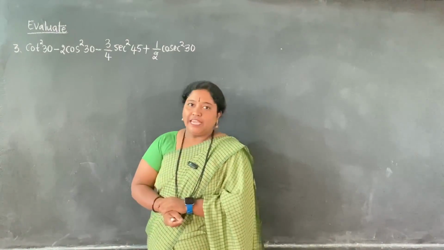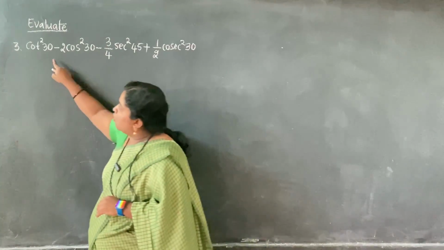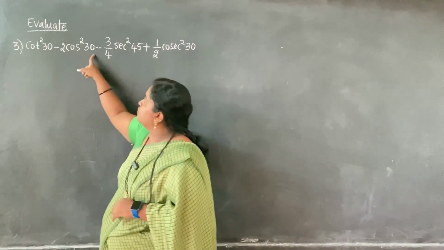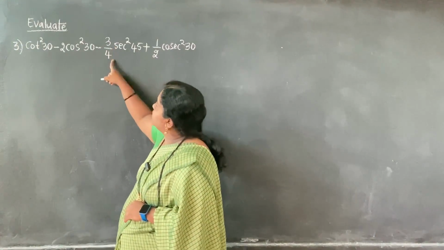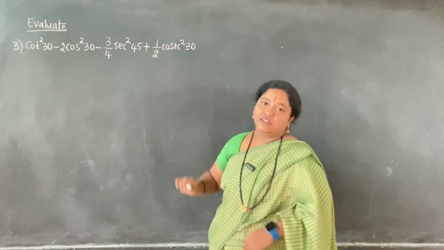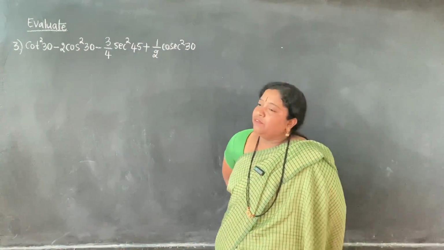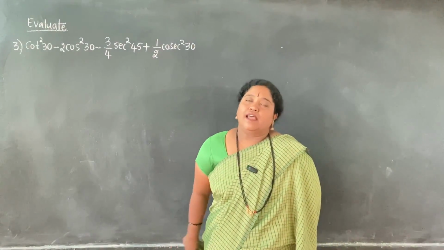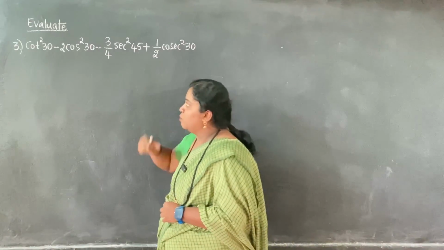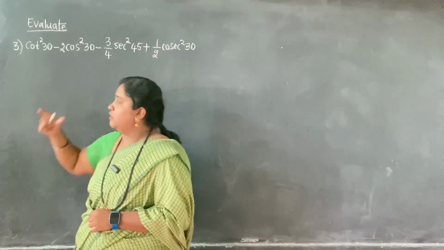Next question is evaluate cot square 30. This is the third question. Cot square 30 minus 2 cos square 30 minus 3 by 4 secant square 45 plus 1 by 2 cosecant square 30. So dear, whenever this type of question is there, it is very necessary that you should know the table, dears. Otherwise, you might get confused while solving the sum.